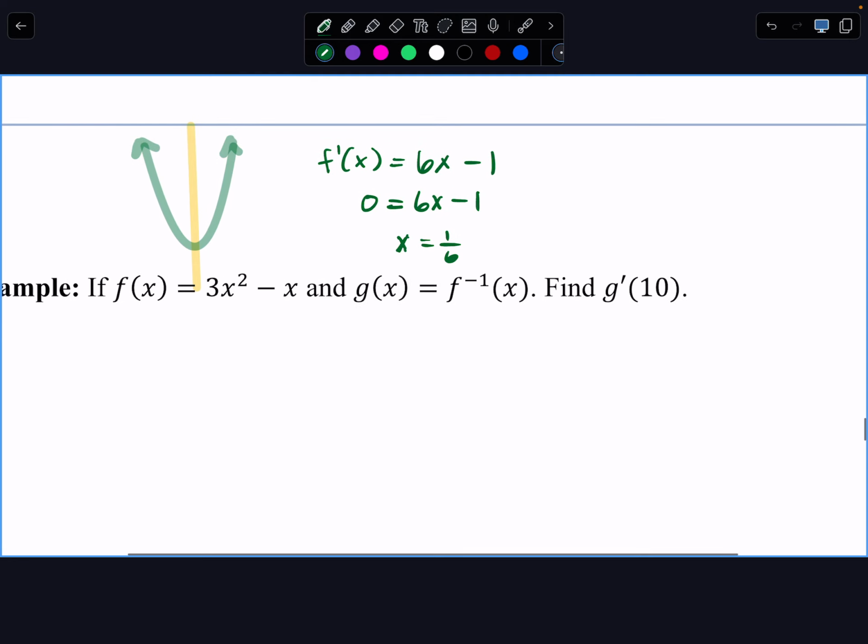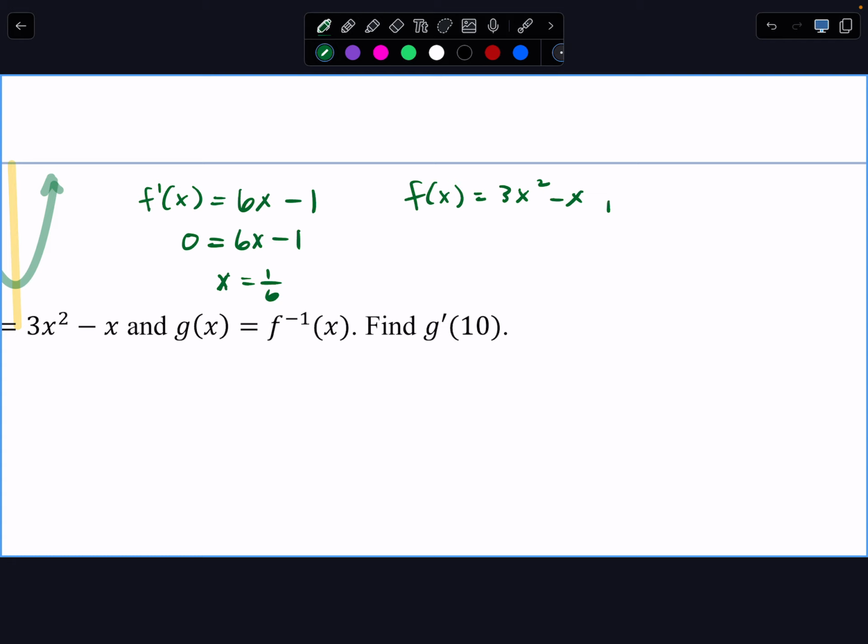So what that means is that you could have f equals 3x squared minus x on the interval for x less than or equal to 1/6, and that would be 1 to 1. Or you could have f of x equals 3x squared minus x for x greater than or equal to 1/6. Either of those equations would be 1 to 1.